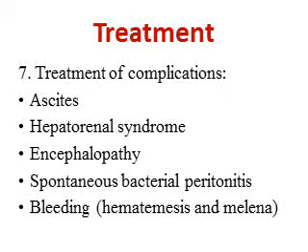Spontaneous bacterial peritonitis could be treated by a specific antibiotic according to culture and sensitivity, and treatment of bleeding by doing upper GIT endoscopy and injection sclerotherapy or band ligation of the varices.